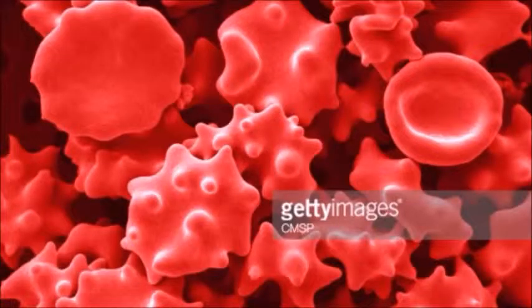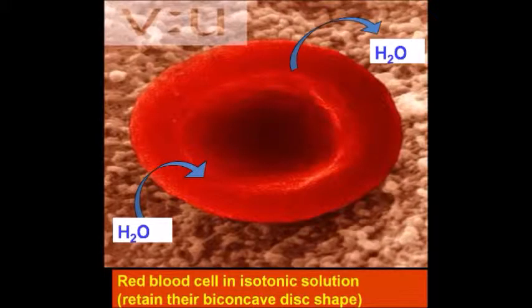In a hypertonic solution, the water entering the cell is lower than the water leaving the cell. This causes the red blood cell to become crenated. In an isotonic solution, the rate of water influx is the same as water efflux, so the red blood cell maintains its shape.